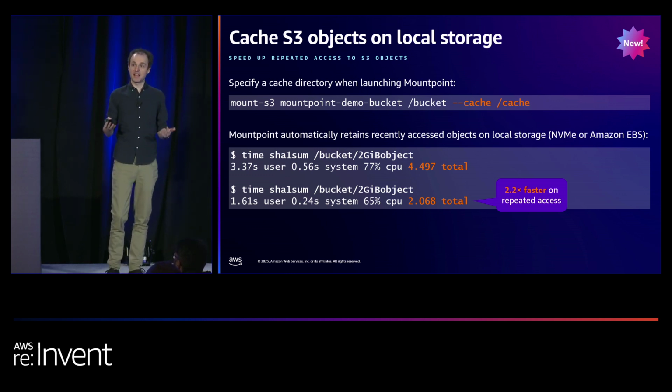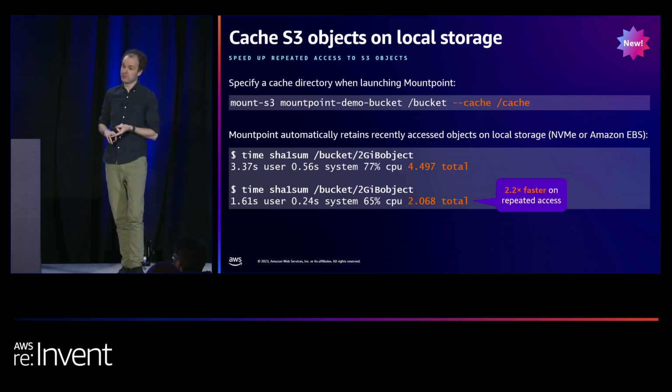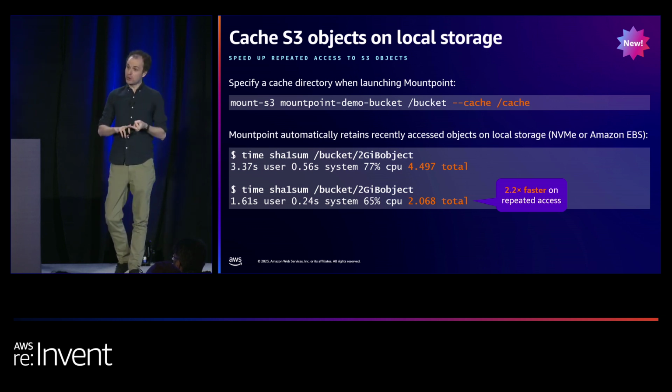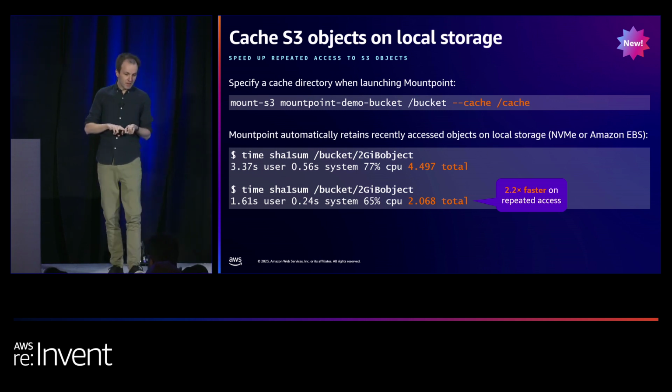You just tell us where you want us to cache your data. That can be a file system on your local NVMe storage. It can be an EBS volume that you've mounted, or it can be even local memory if you set up a temporary disk. Now, of course, you could get the same performance benefit by just doing this yourself, right?